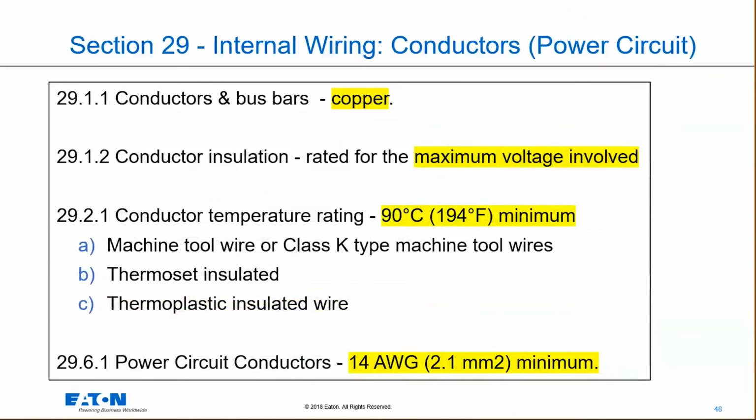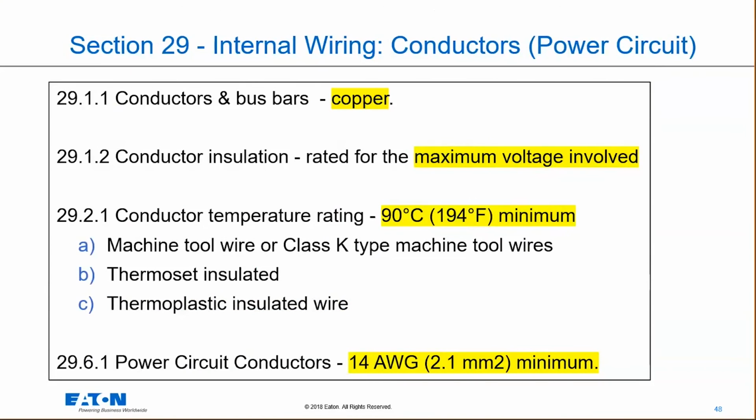All right, so just some general notes on what you find in section 29 for internal wiring. All conductors and bus bars on your power circuit have to be copper. So make sure you're using copper connectors and copper wires in your panels. Conductor insulation is rated for the maximum voltage involved in that power circuit, so you want to make sure that it is rated for that. Conductor temperature ratings have to be rated for 90 degrees C. That's the minimum.